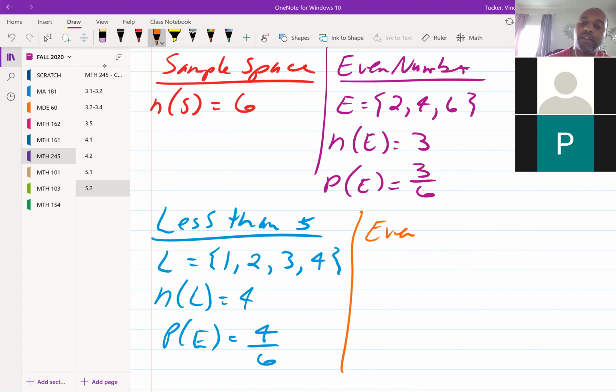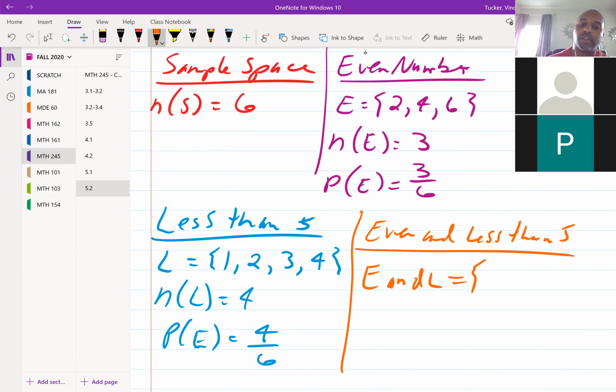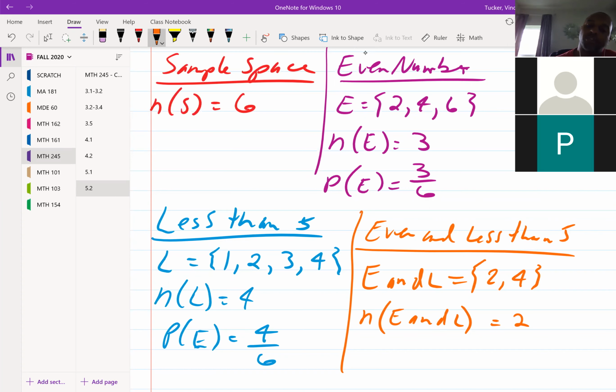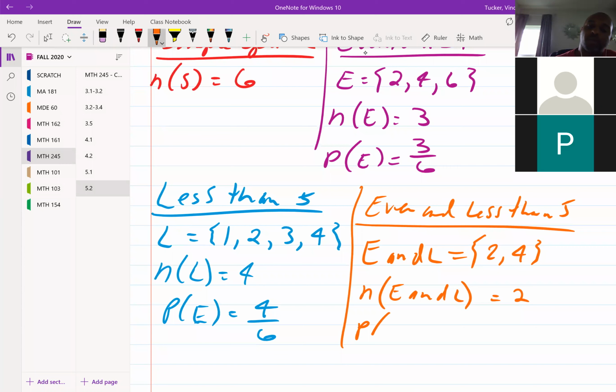Is it possible to be even and less than 5? The answer is yes. So let's call this E and L. And that would be 2 and 4, being even and less than 5. So the number of outcomes in E and L is 2. Probability of E and L is 2 over 6.